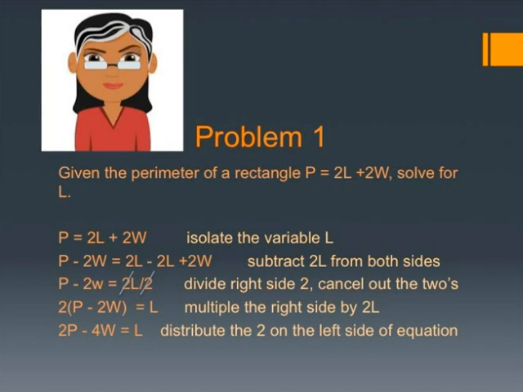We multiply the right side by 2L. And we distribute the 2 on the left side of the equation. And it leaves us with 2P minus 4W equals L.